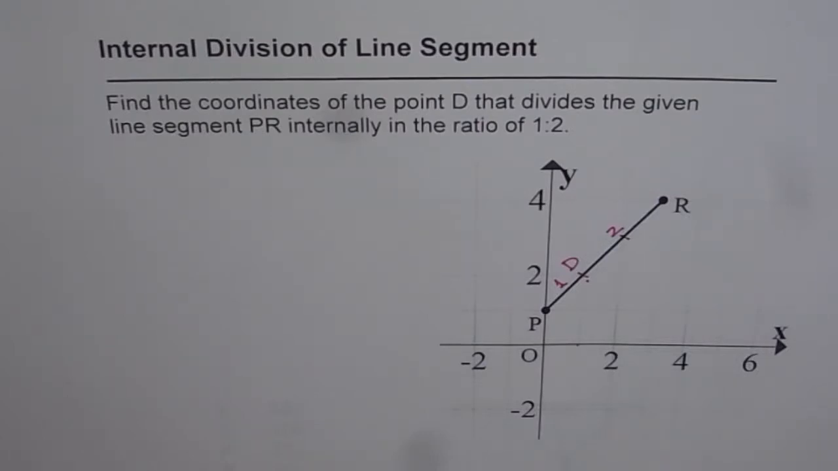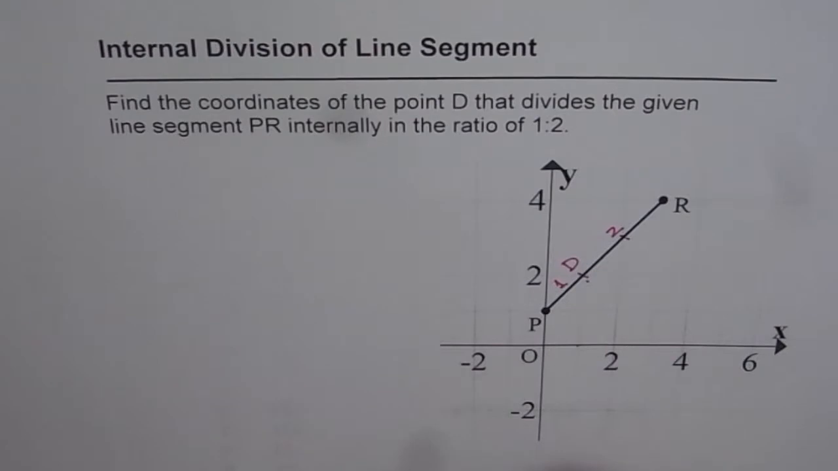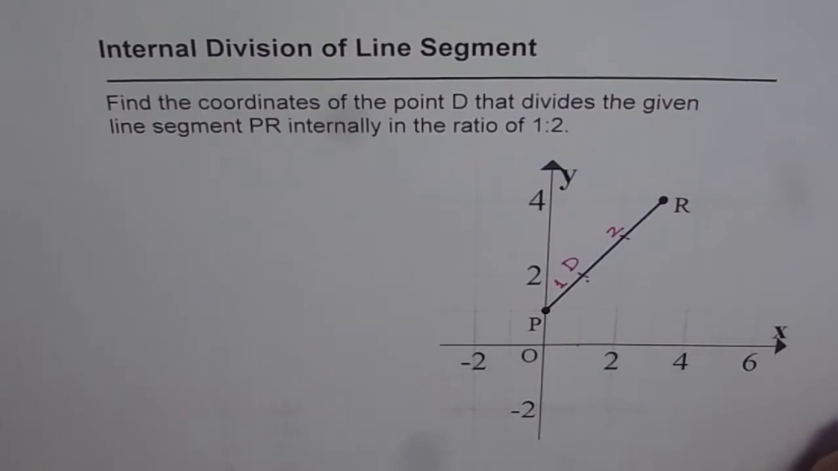So the concept is, take a line, divide it into a number of parts, which is the sum of those ratios, and then easily we can pick up the point. Now how to do this as an exercise for vectors, that is what we are going to explore.